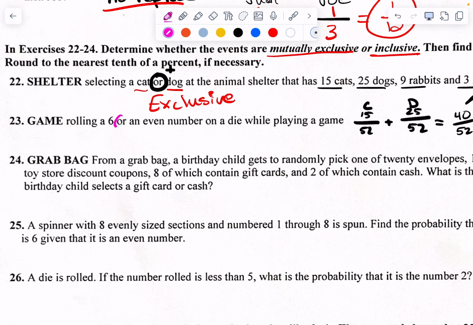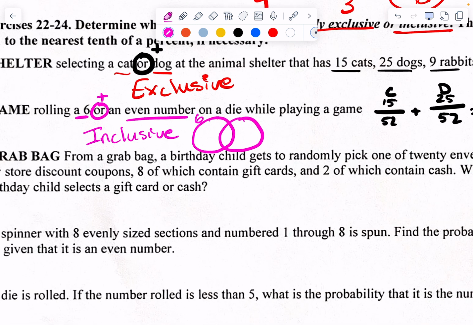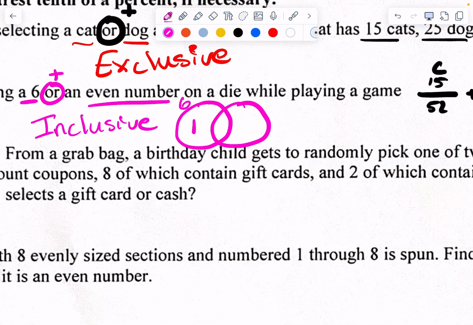23, rolling a 6 or, which or means add, an even number. 6 or even. Inclusive or exclusive? Can you be 6 and even at the same time? Inclusive. All right, so rolling a 6. How many sides on a dice have the number 6? 1. How many sides on a dice are even? 3. How many are doubled? 1. So if you're going to do this the math way, 1 over 6 plus 3 over 6 minus the 1 in the middle, right? Which is 3 over 6, which is 1/2.